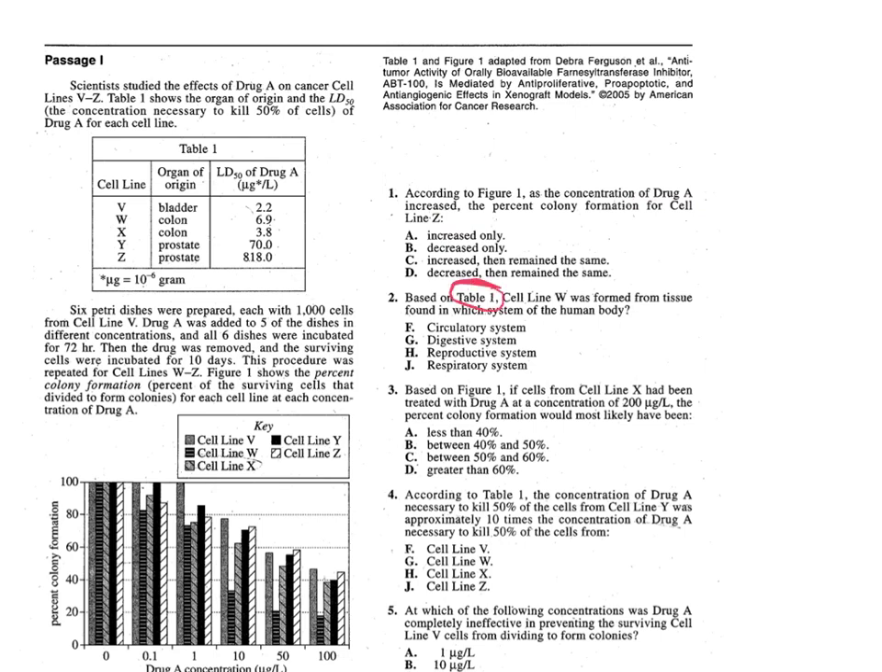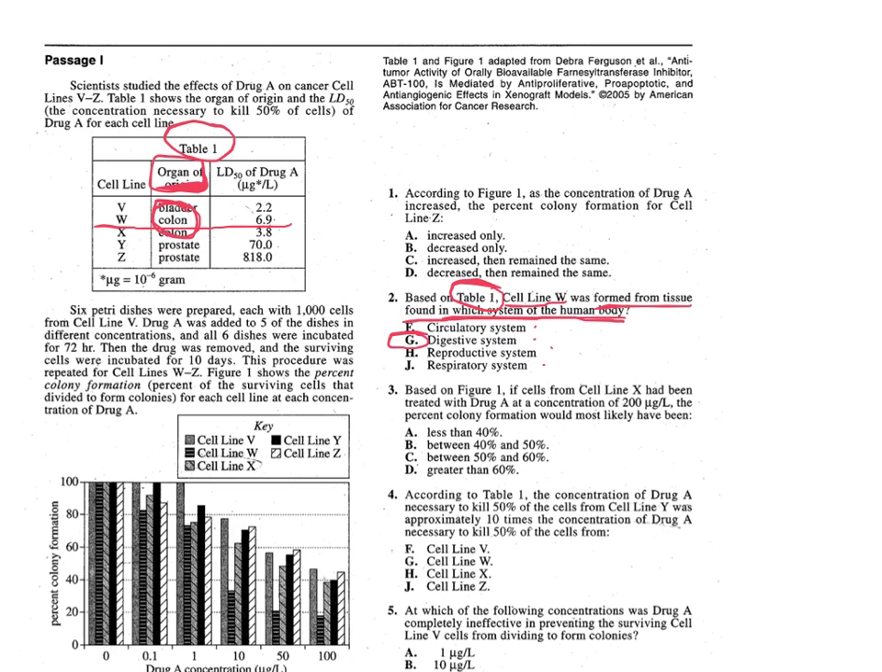Based on table 1, cell line W was formed from tissue found in which system of the human body? So we go back to table 1 and cell line W, which has a number attached to it, but also says that the organ of origin is the colon. So if it's asking which system of the human body it's formed from, since it's the colon, we just have to pick the system that the colon is in. This is the hardest kind of science knowledge you'll find on the ACT, that the colon is part of the digestive system. This is 5th grade science, so if you're doing well in your high school chemistry class, good for you, but it won't help you on the ACT.